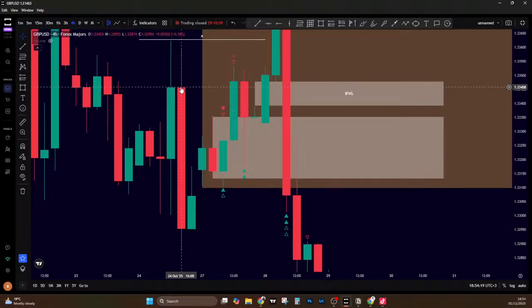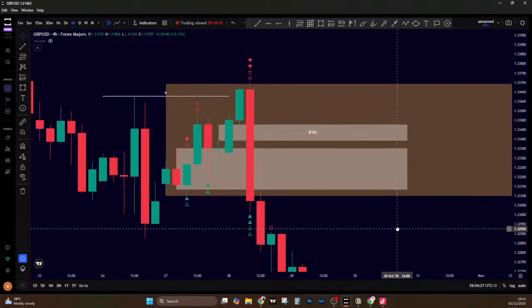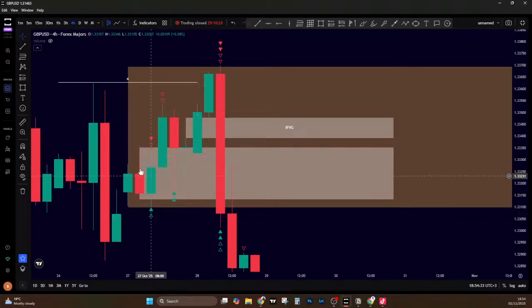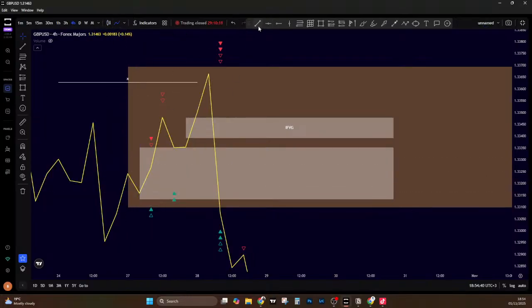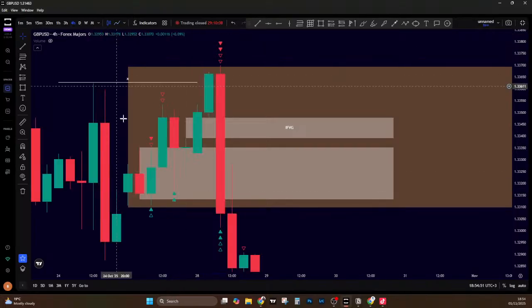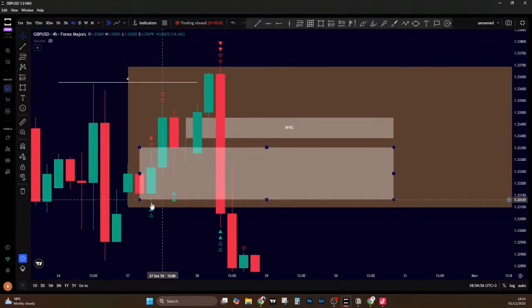So you know all this red candle is inside our area here. I don't want to confuse you, so I want to go very slowly. If you look at this, this is a breaker block. It's a breaker block because the market broke structure here. The market broke structure here. So this is a breaker block. Let me remove this. So this is one of the areas we could have expected that the market will revisit and go back.